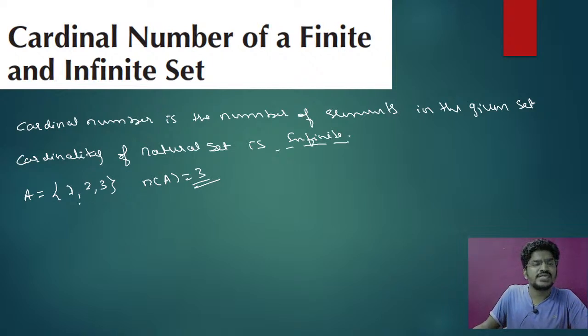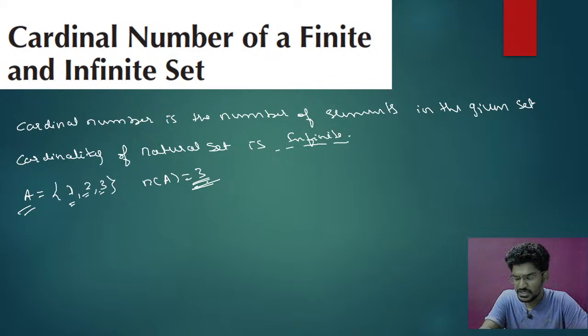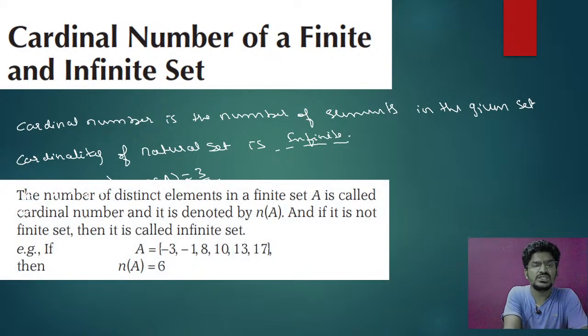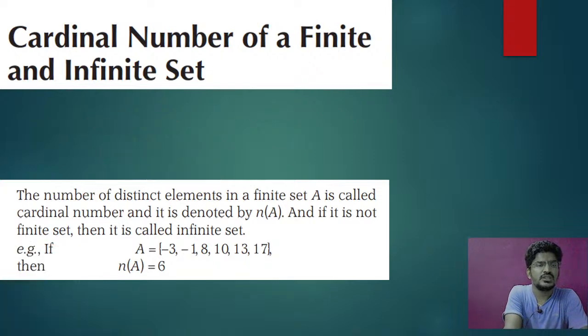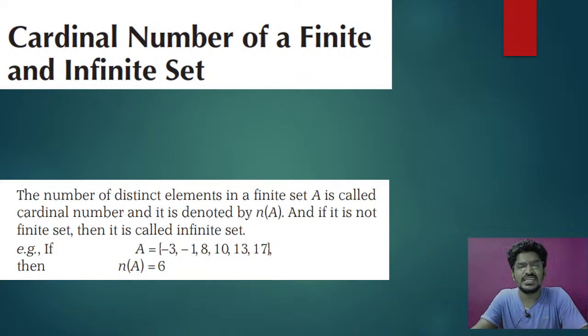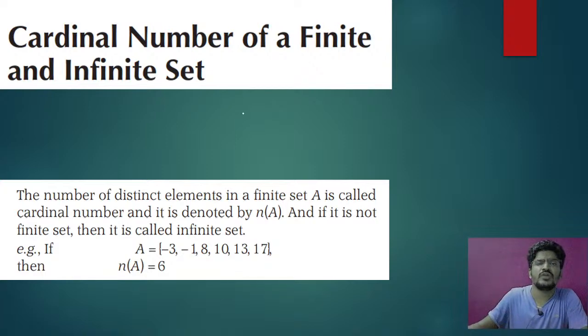So therefore we say {1, 2, 3}. That means set A has 3 elements. Then we can say n(A) has 3 elements. That means 3 is the cardinality of set A. Clear? Okay. So I have taken one example for that. The total number of distinct elements in a finite set A is called cardinal number, and it is denoted by n(A).